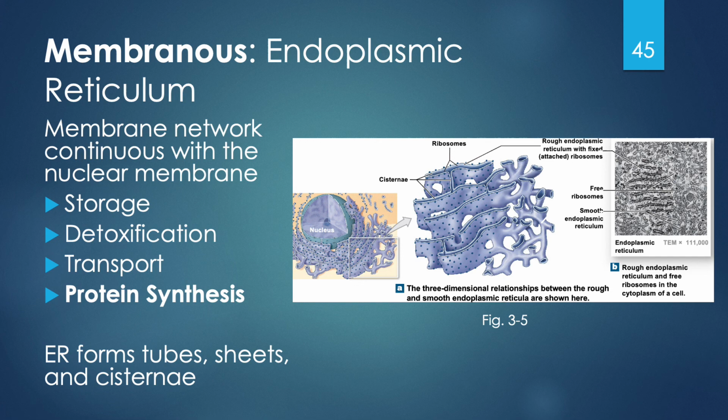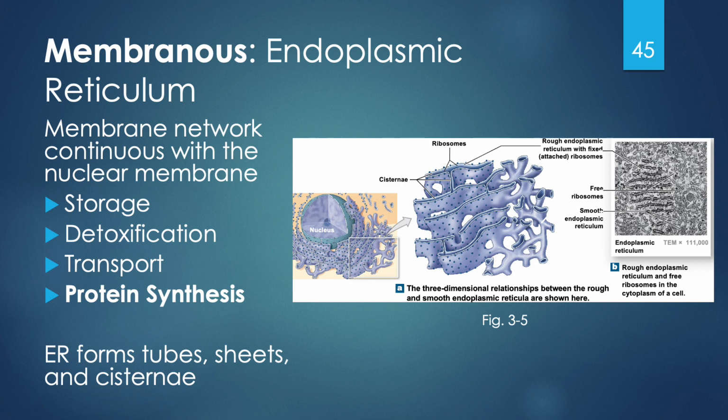Our first membranous organelle is the endoplasmic reticulum. First, let's talk about what a membranous organelle is. A membranous organelle is one that has its own distinct membrane that is separate from the surrounding cytosol or cytoplasm. So in this case, let's talk about the endoplasmic reticulum. You can see that it is right up against the nucleus because its network joins up with the nuclear membrane. In fact, it's not just up against it, it's continuous with it.